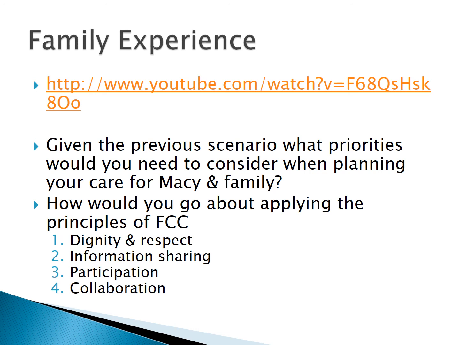If we think back to last week and our principles of family-centered care, think about how you would apply those principles given this particular scenario, knowing that we want to keep stress low for the infant and the parent, incorporate the parent in care, make sure they're informed and up to date, and that notion of respect and dignity as well. So I'll leave it at that.